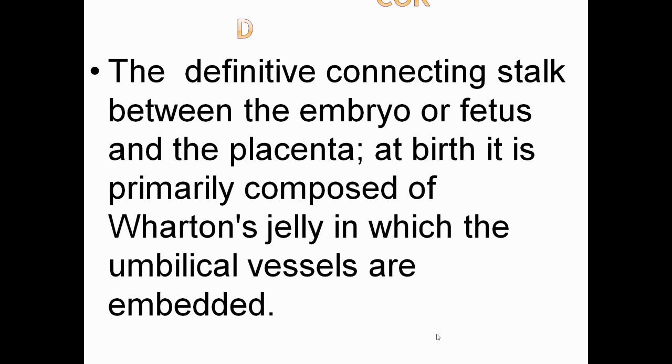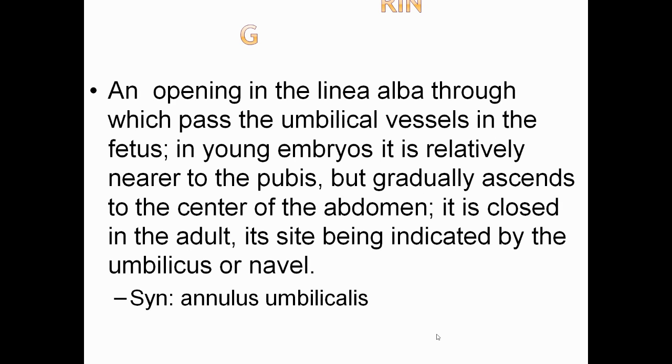The umbilical cord is the definitive connecting stalk between the embryo or fetus and the placenta at birth. It is primarily composed of Wharton's jelly in which the umbilical vessels are embedded. So this is the ring. This is the opening in the linea alba through which the umbilical vessels of the fetus pass.